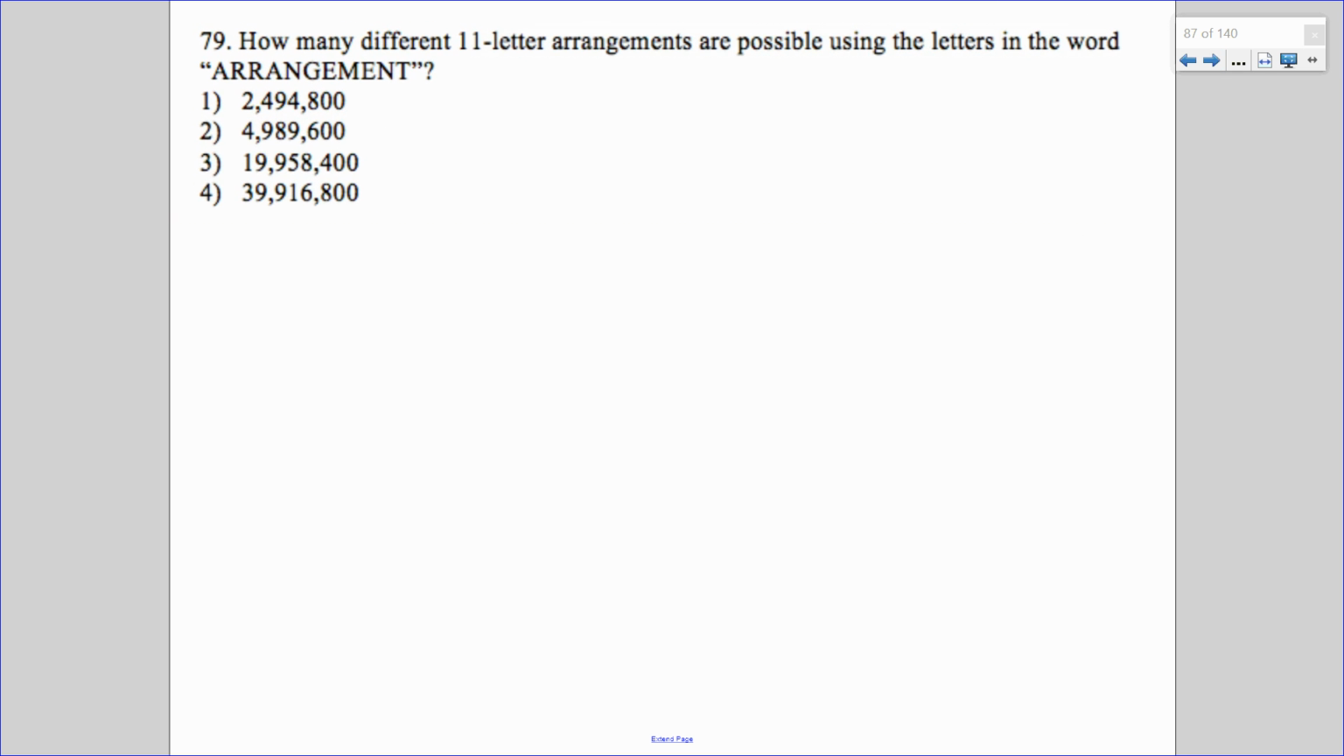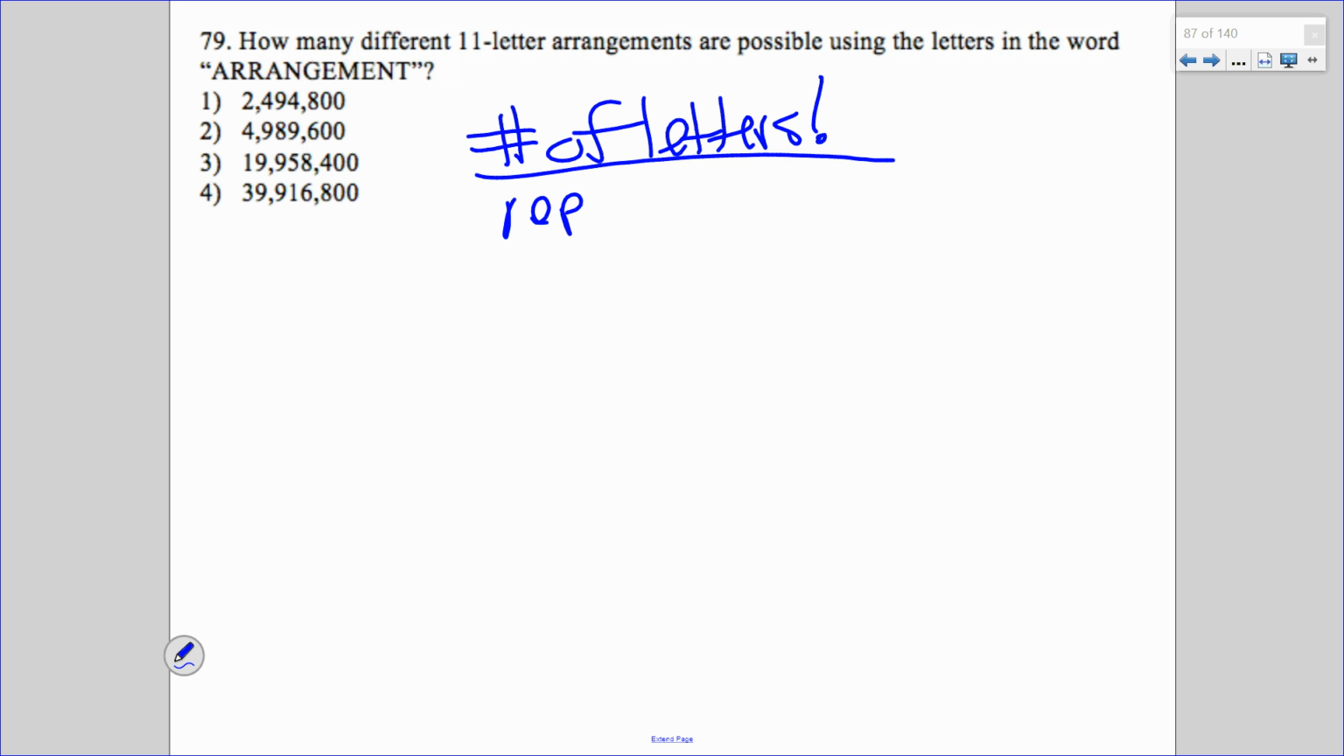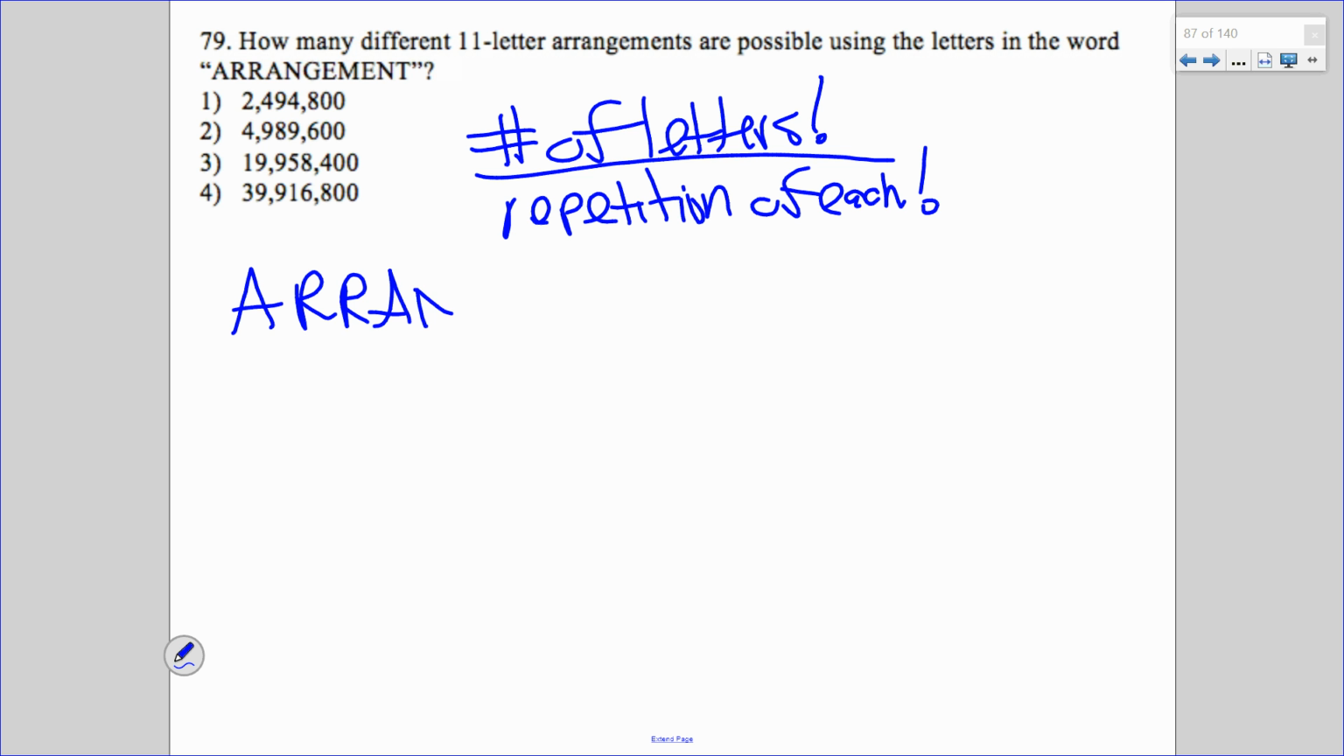Word permutations. We are arranging the number of letters in a word. Very simple formula. Number of letters factorial over repetition of each factorial. So let's write it nice and big. Arrangement. And let's take a look at the number of letters. 1, 2, 3, 4, 5, 6, 7, 8, 9, 10, 11.